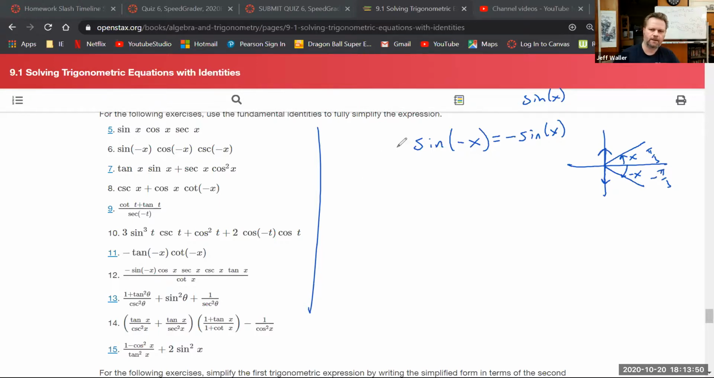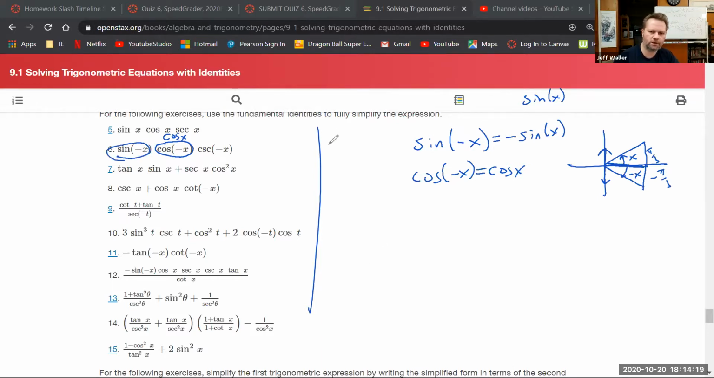Okay. So what do you think cosine of negative x is? Same idea here, right? Cosine is the x piece. Does the x piece change here? The x piece doesn't change. So cosine of negative x equals cosine x. So if I see a problem that's got cosine of negative x, I can just rewrite that as cosine x. Sine of negative x, I have to rewrite as negative sine of x.